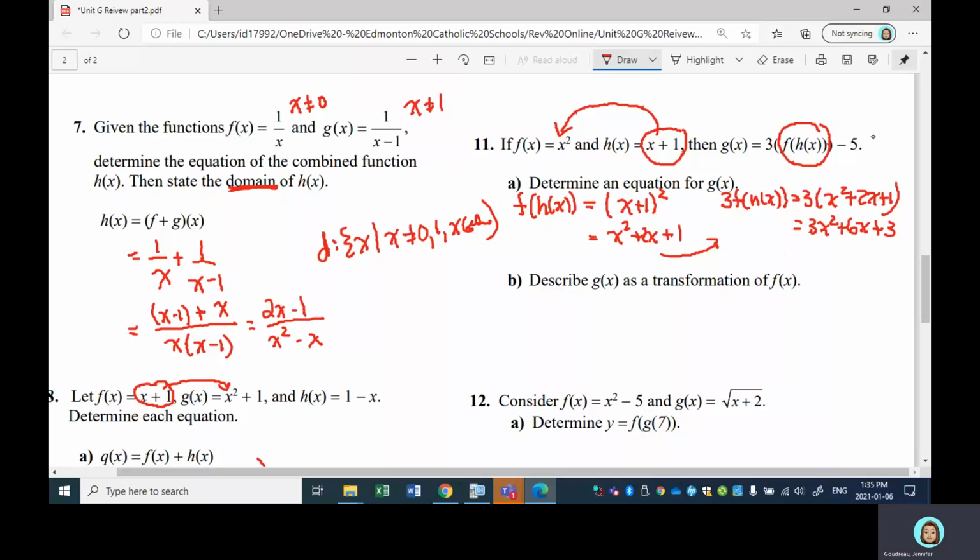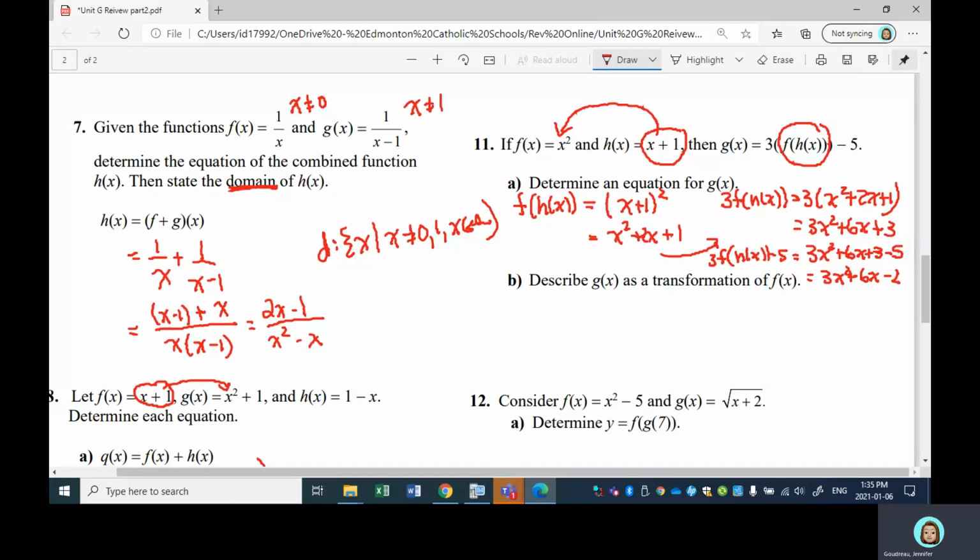Last thing we need to do is subtract 5. We can do that pretty quickly just by subtracting 5 at the end. So 3 times f at h at x minus 5 is going to be the 3x squared plus 6x plus 3 minus 5. That gives us 3x squared plus 6x minus 2. There is our equation.